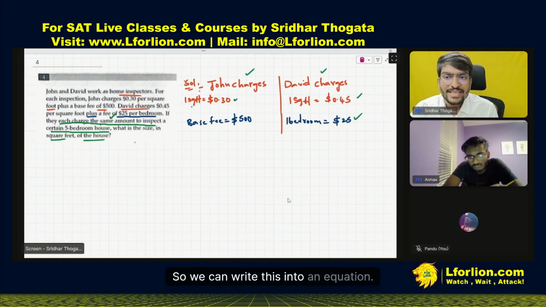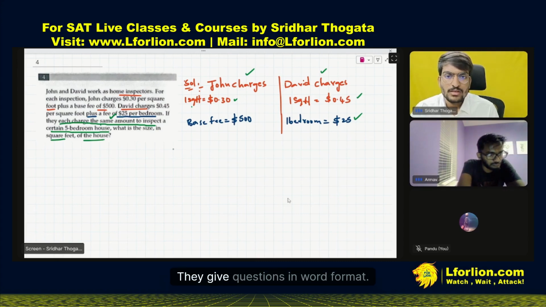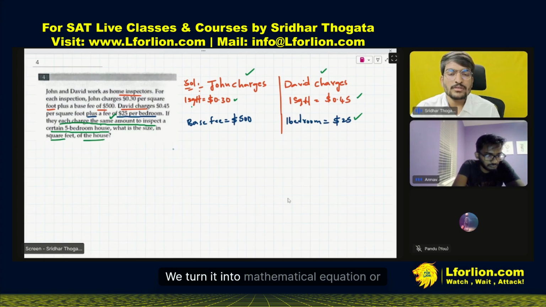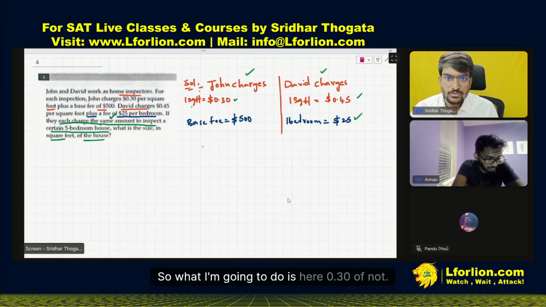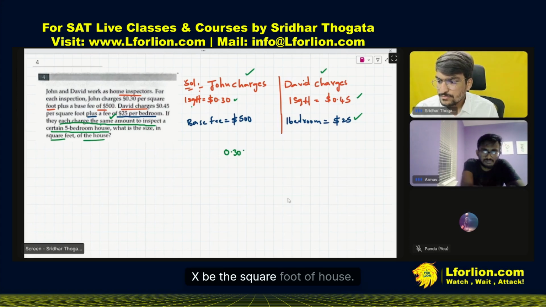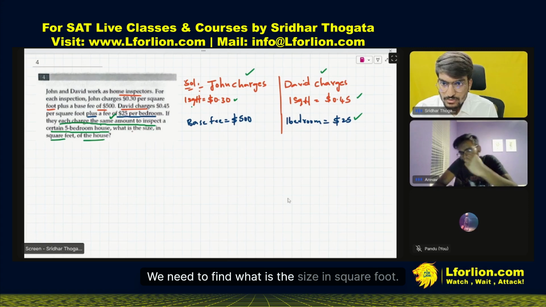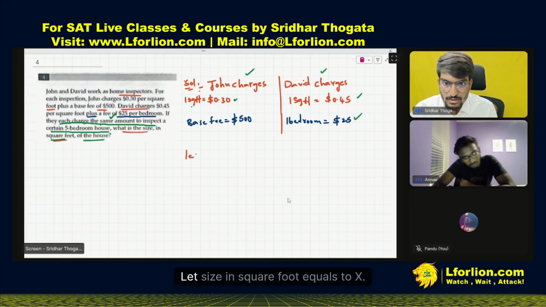So we can write this into an equation. We can give mathematical form. That's what we do in this chapter. They give questions in word format. We turn it into mathematical equations or mathematical form, and then we solve it. That's what we are going to do. Let x be the square foot of the house. That's what we need to find. We need to find what is the size in square foot. Let size in square foot equal x.